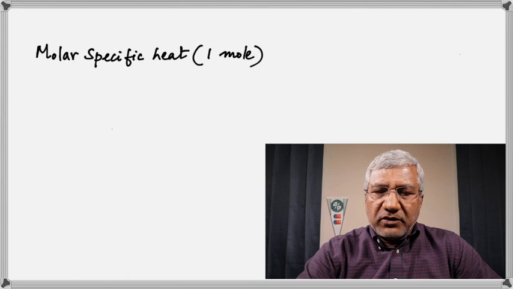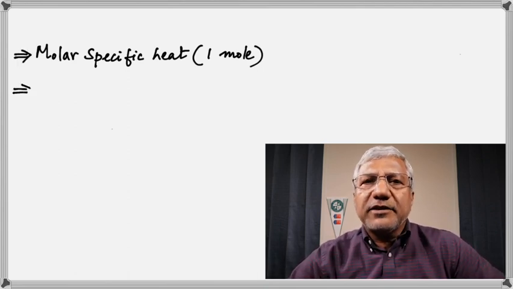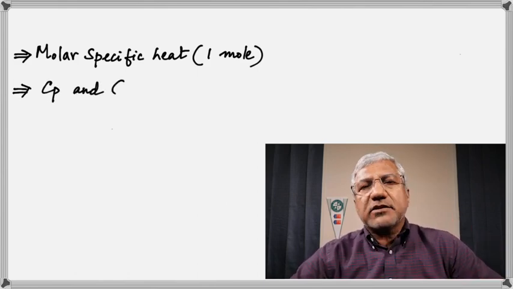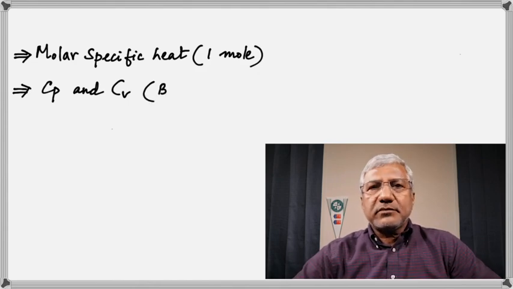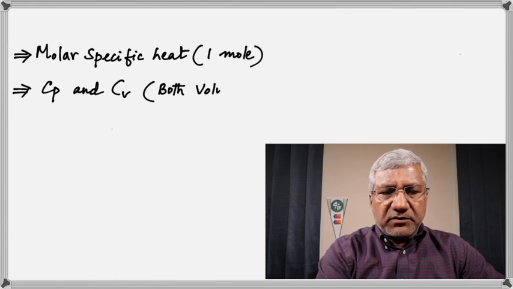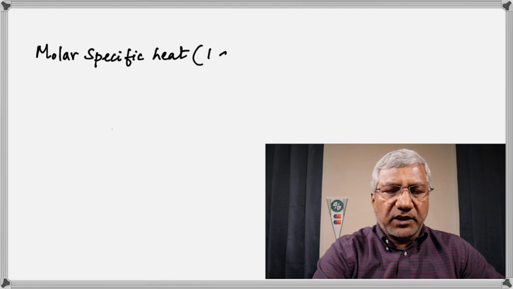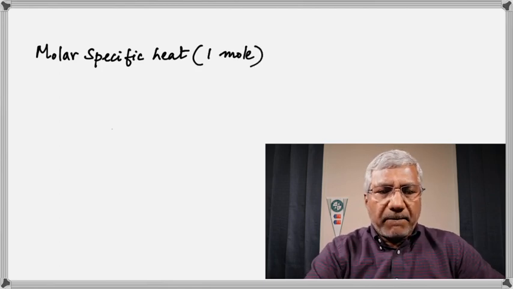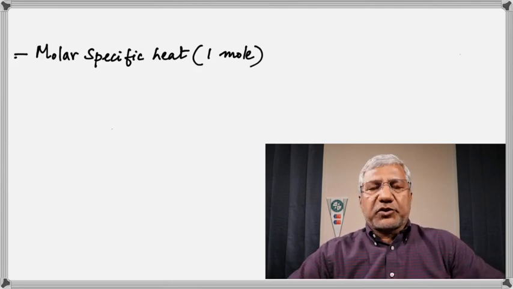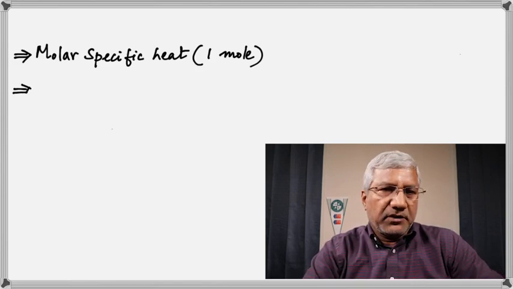So let's get there. Molar specific heat is the amount of heat required to increase the temperature of 1 mole of a gas through 1 Kelvin. Cp and Cv, because both volume and pressure can be kept constant. That's why we have Cp and Cv.